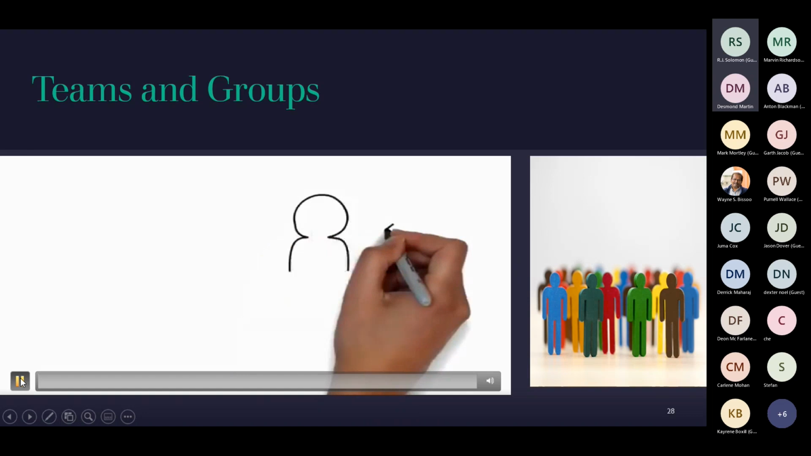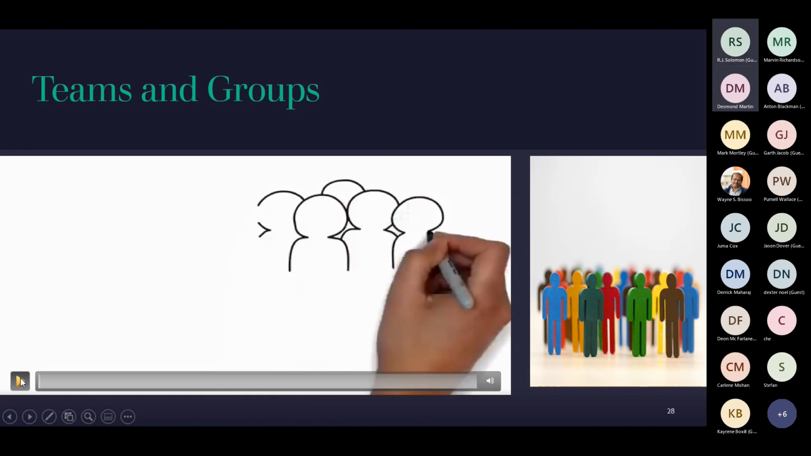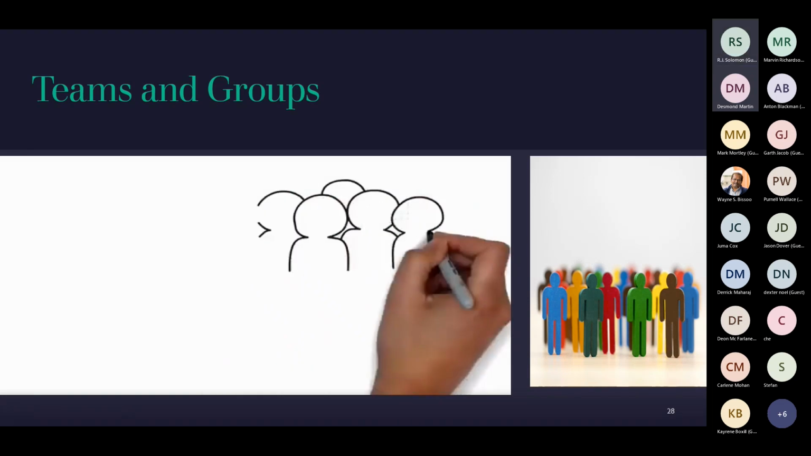There's a difference between a team and a group. Groups are a collective of mutually independent individuals with separate goals who are brought together by common interests and experiences. And a team is more an interdependent group of individuals who share responsibility and are focused on a common goal.